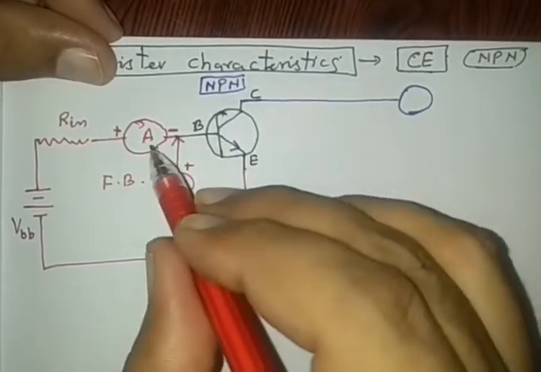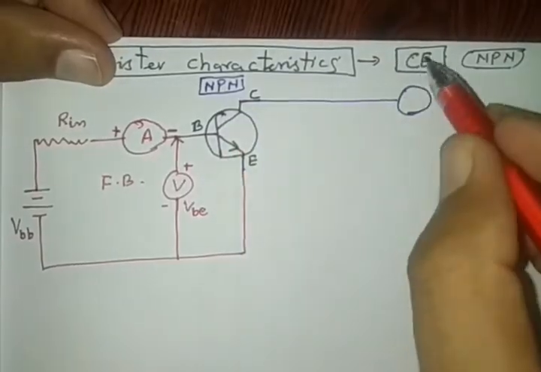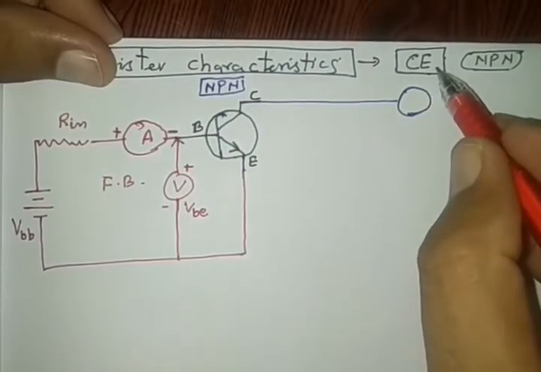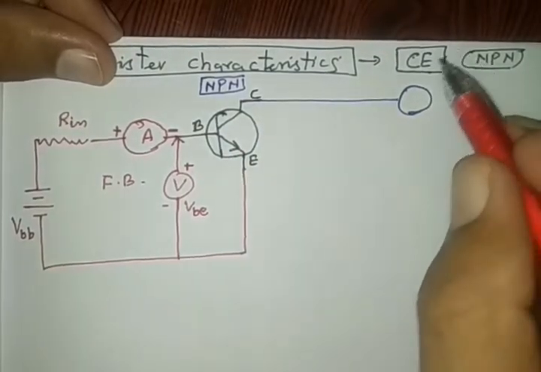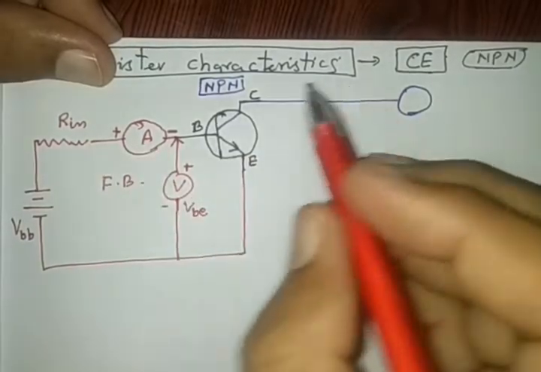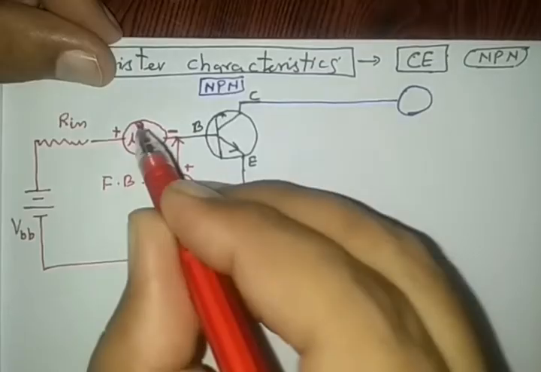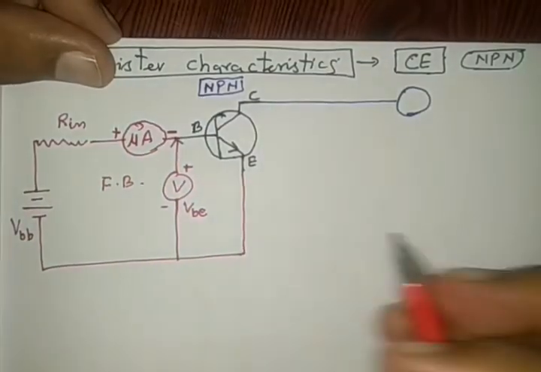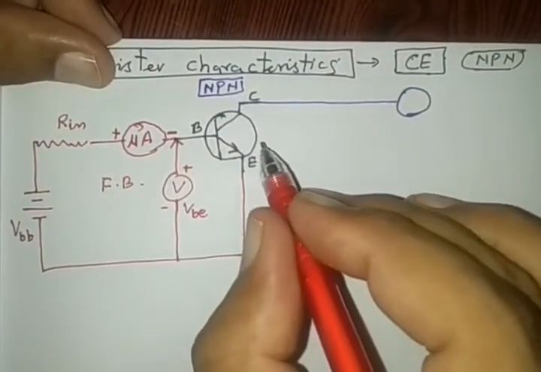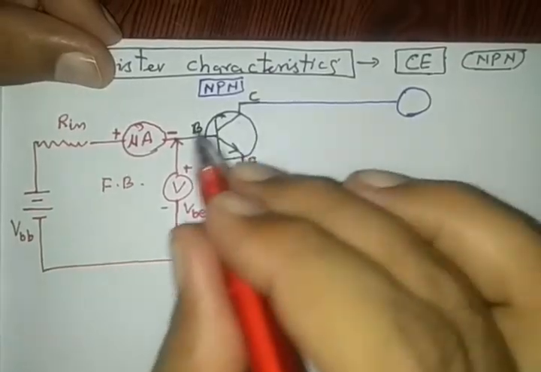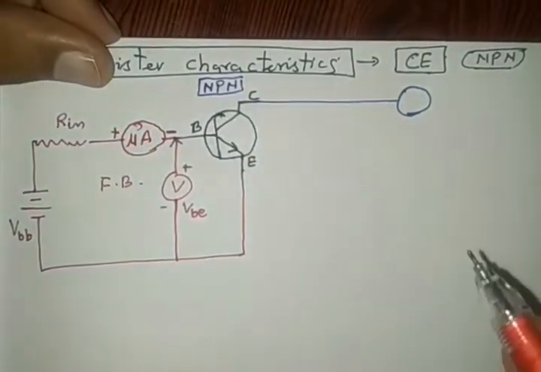See here, the NPN transistor under common emitter configuration is used as an amplifier, we know. So it amplifies the current. So in the input we use a microammeter. This is the configuration of the input circuit, which is under forward bias.